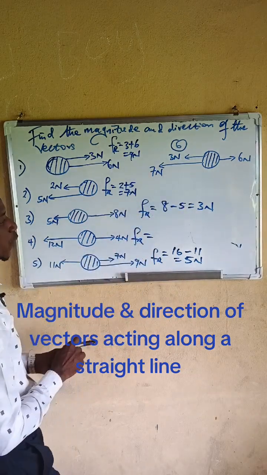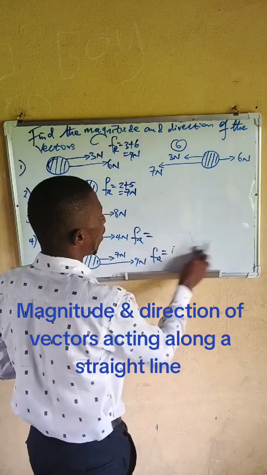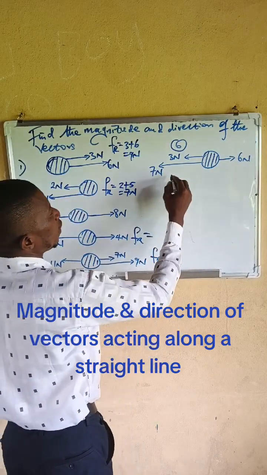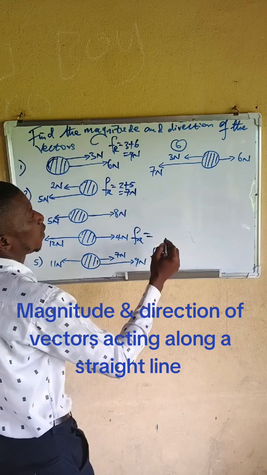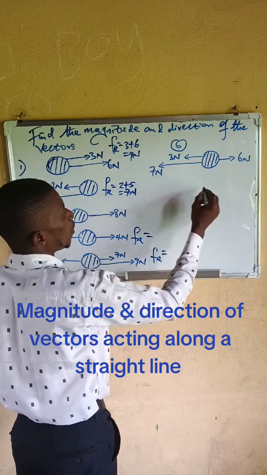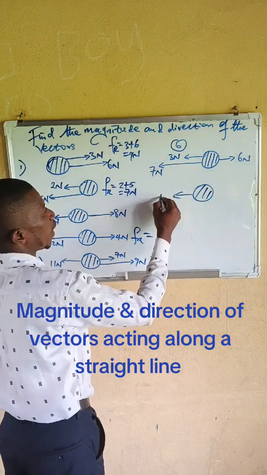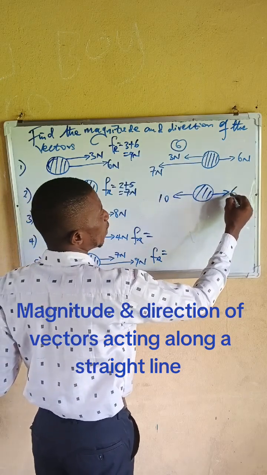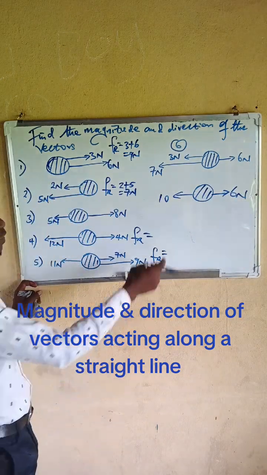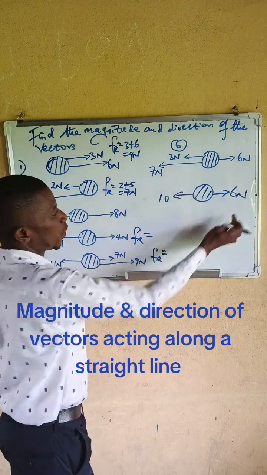So let us discuss the last one. I have a vector of this nature. This plus this is what? That's going to give you 10. So you have this vector as 10, this plus this is 10. And you also have 6 Newton here.